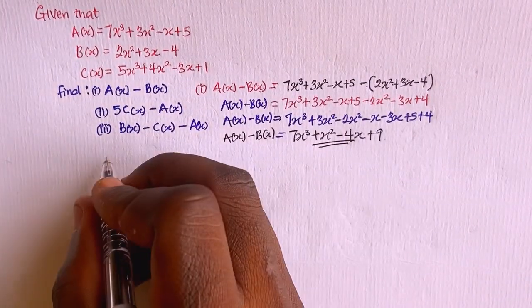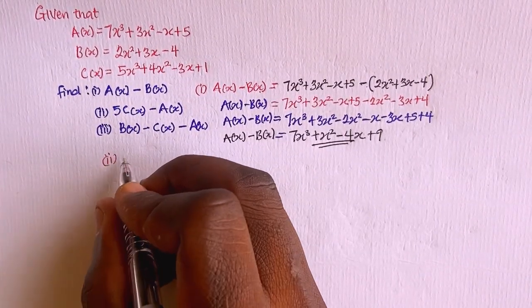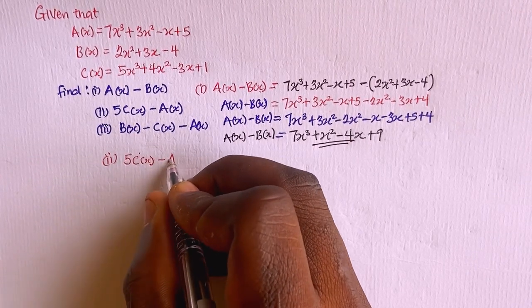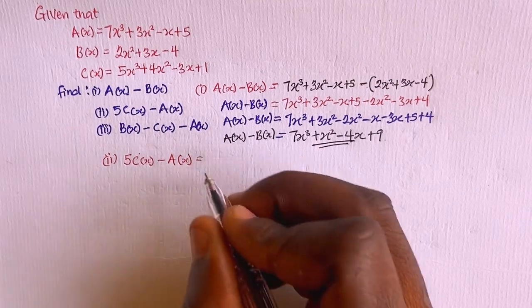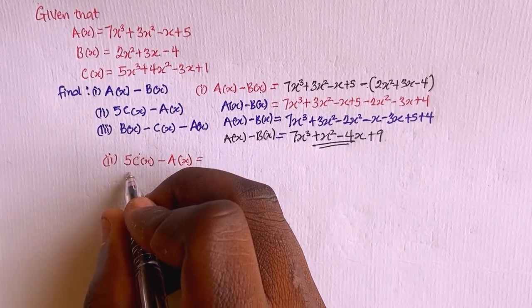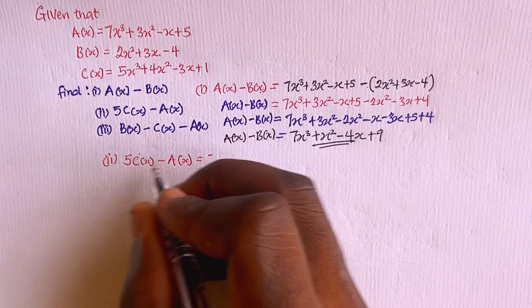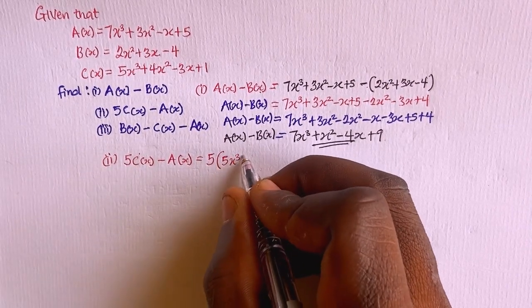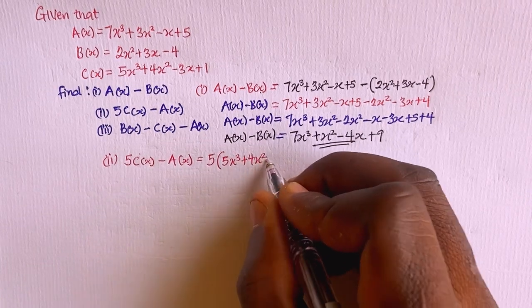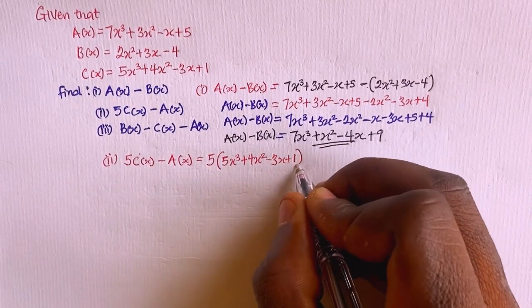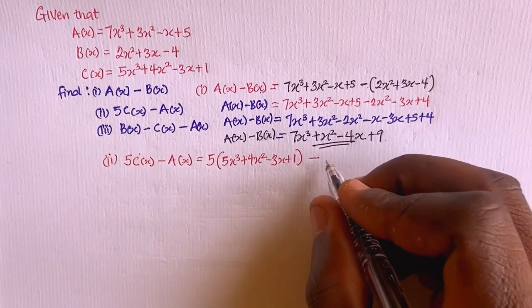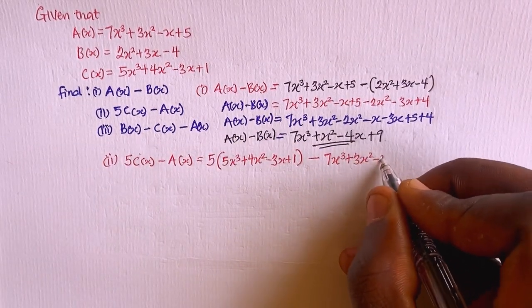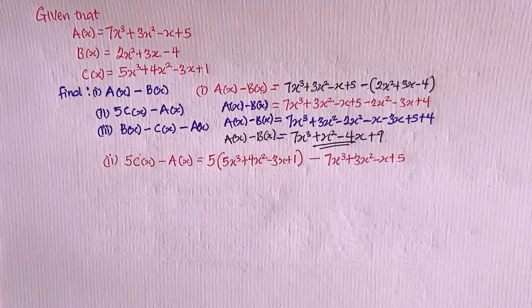Then let's move to the second one. The second one says find 5 times c of x minus a of x. So now what we're going to do is open a bracket for this c of x. That's 5 into bracket. What's our c of x? 5x to the power of 3 plus 4x squared minus 3x plus 1. Close the bracket, then minus a of x, which is 7x to the power of 3 plus 3x squared minus x plus 5.